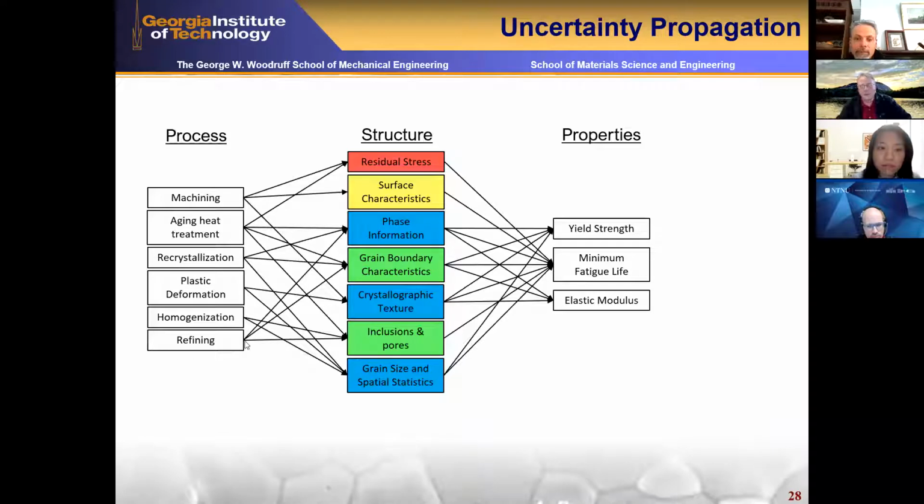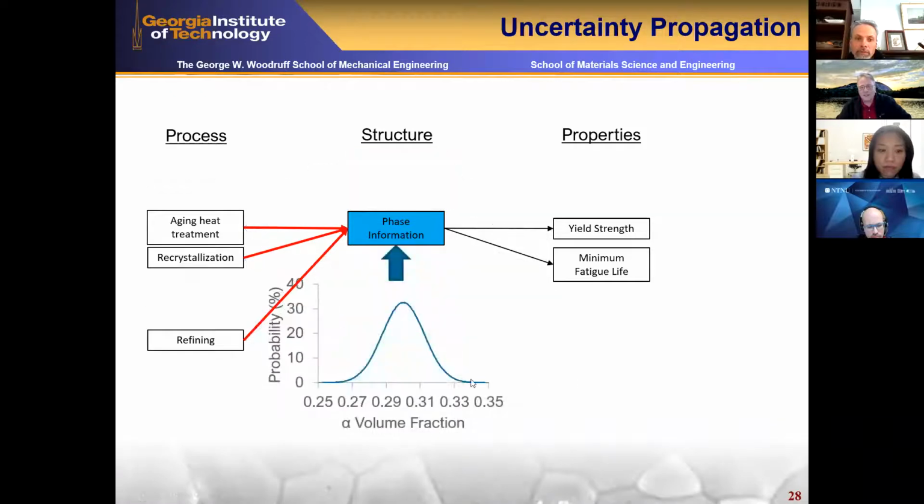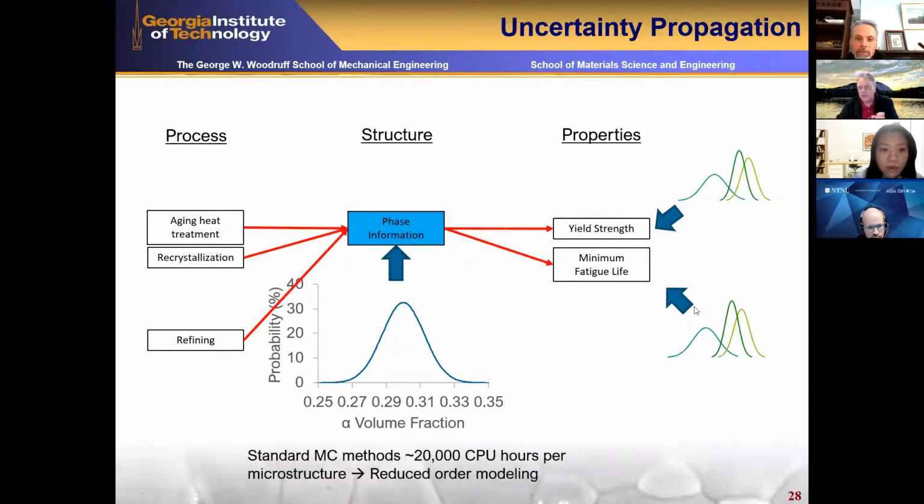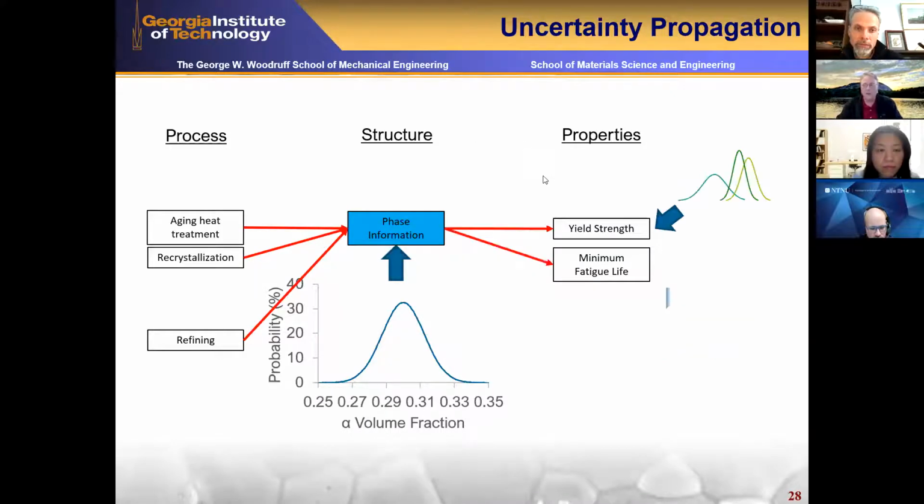And if we propagate that through process structure property relations, the idea is that if we choose the dominant set of processes and then information at the structure scale and then project using these microstructurally sensitive schemes onto multiple properties of interest, maybe yield strength and minimum fatigue life, if we have a range of microstructures, we should have ranges of these properties, right? And even minimum fatigue life has a range, right? It's not just some deterministic computed value.